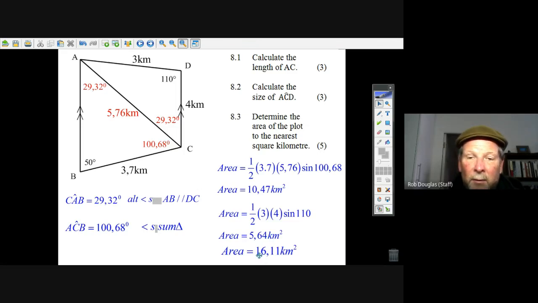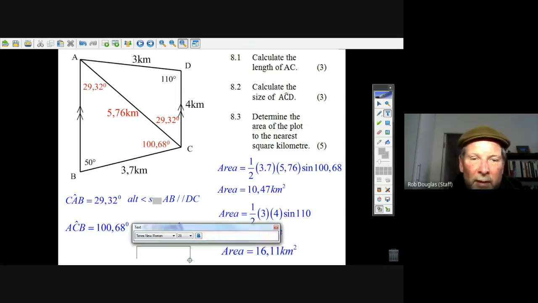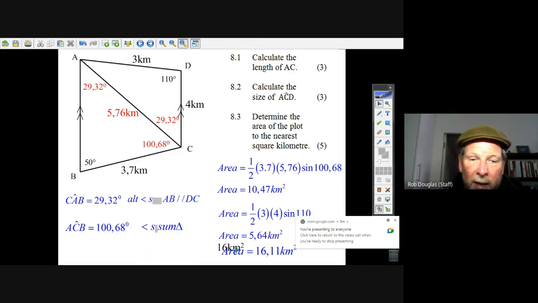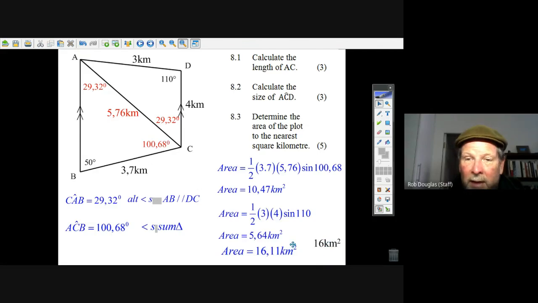You add it together, you'll get 16.11. And if you put in that answer, you probably lose a mark. Wouldn't that be sad, to lose a mark? I just see that to the nearest kilometer, I think it's 16 square kilometers. So I better put the area as 16 square kilometers or I'd get it wrong. Okay, you've got to watch for that.